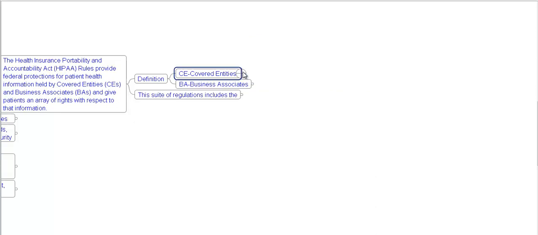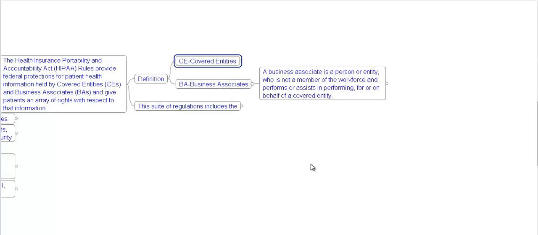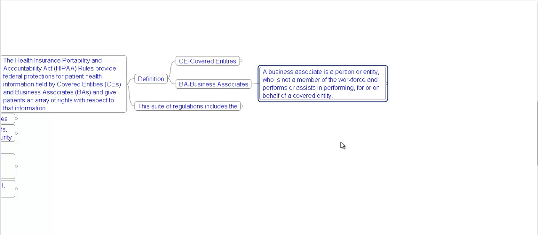Business associates. A business associate is a person or entity who is not a member of the workforce and performs or assists in performing functions for or on behalf of covered entities.